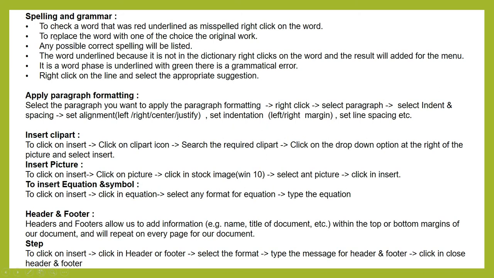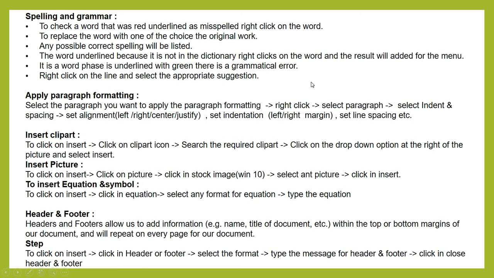Okay, so to check a word that has a red underline as misspelled, right click on the word. To replace the word with one of the choices, the original word is there, and any possible correct spelling will be listed. If the word is underlined because it is not in the dictionary, right click on the word and the option to add it will be shown in the menu. If a word or phrase is underlined with green, there is a grammatical error; right click on the line and select the appropriate suggestion.